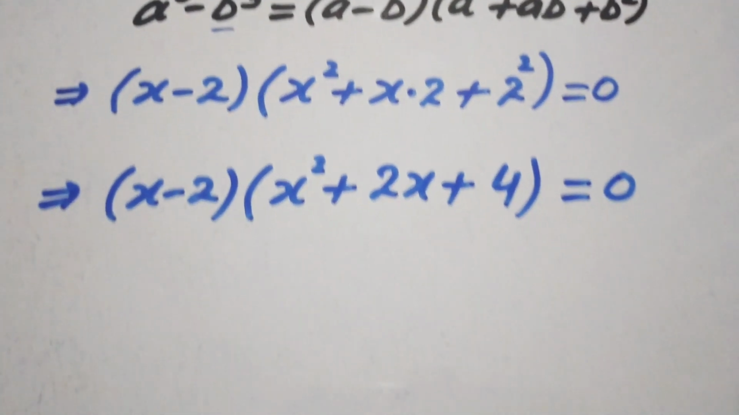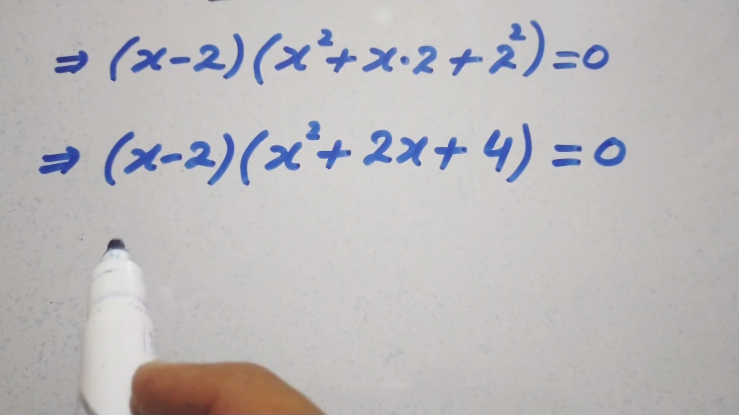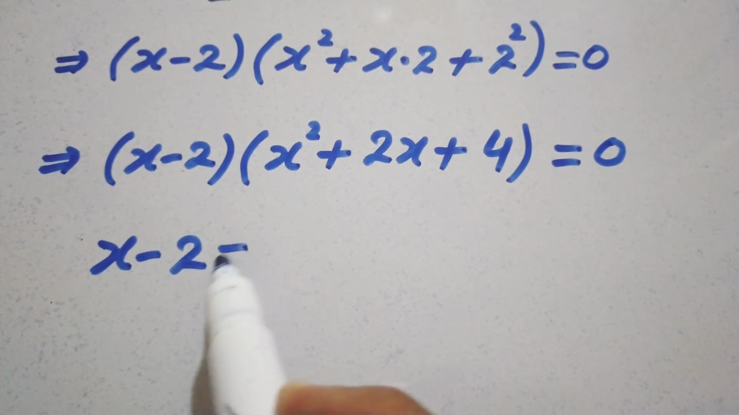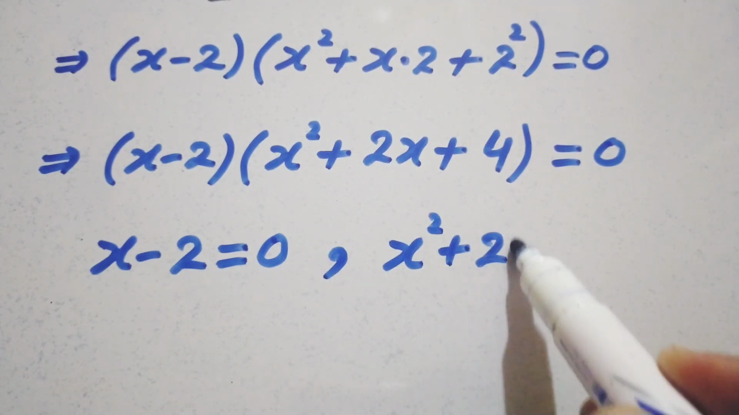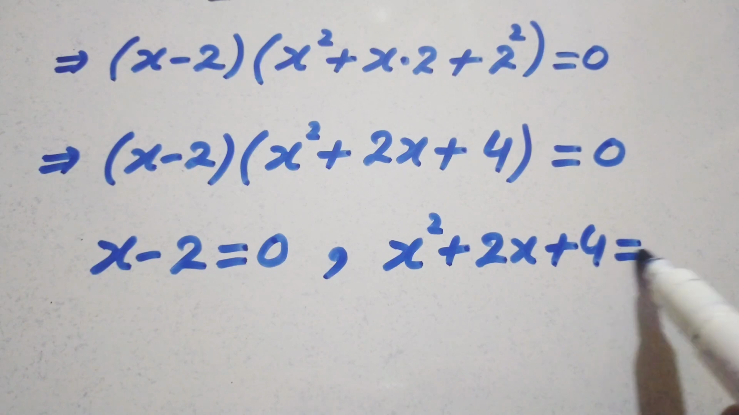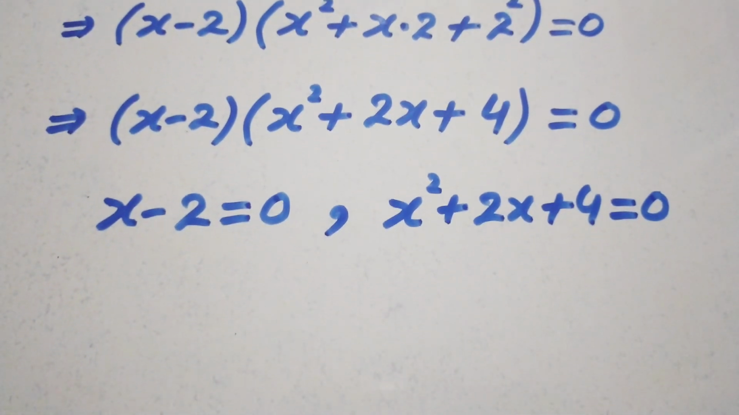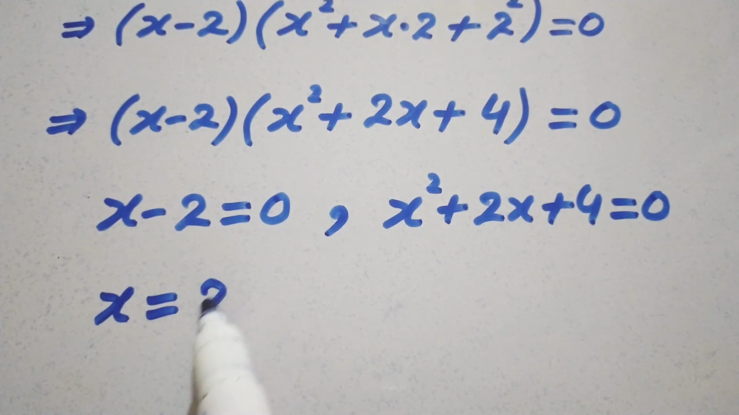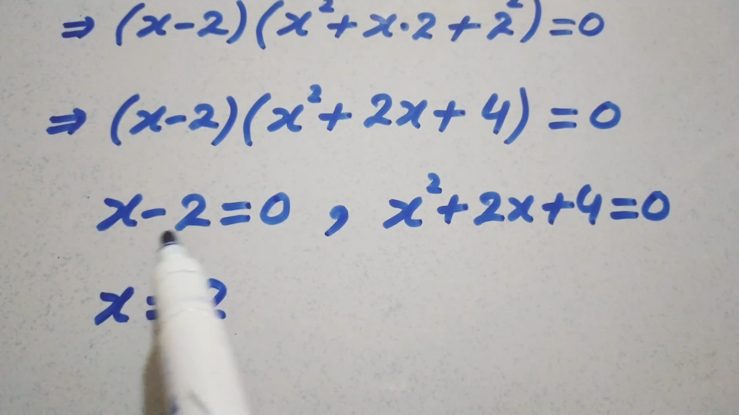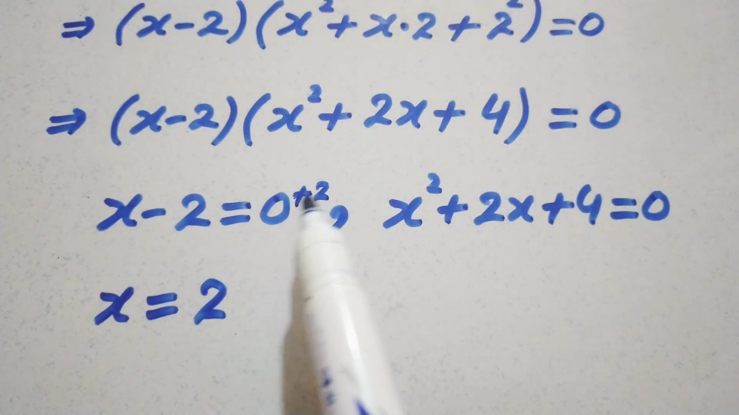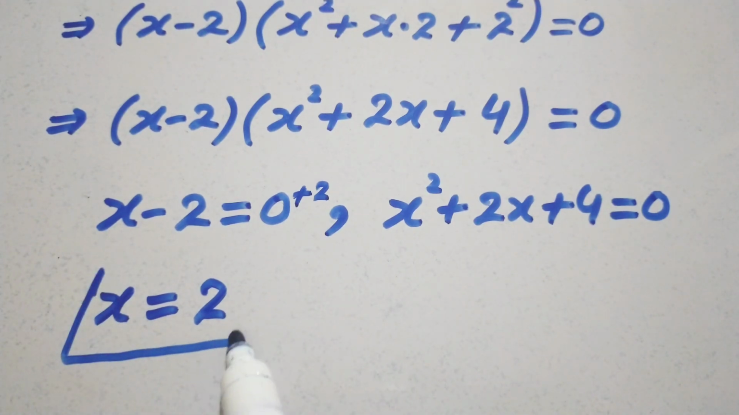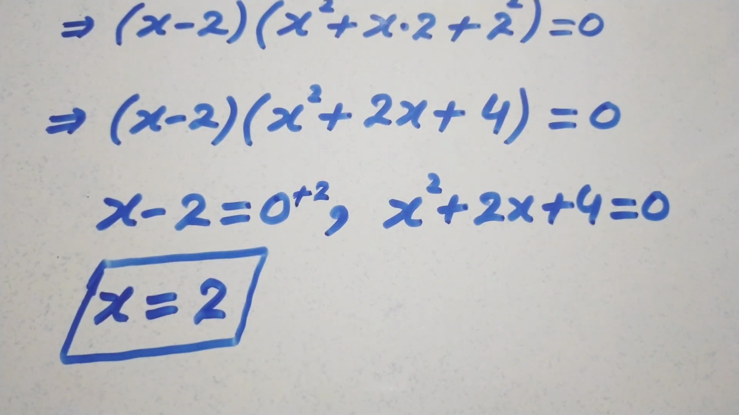to 0. Now by using the zero product rule, we get x minus 2 is equal to 0 and x squared plus 2x plus 4 is equal to 0. From this x minus 2 is equal to 0, we get x is equal to 2, by moving negative 2 from the left hand side to the right hand side, this will become positive 2, and 0 plus 2, which is 2. So we get x is equal to 2.